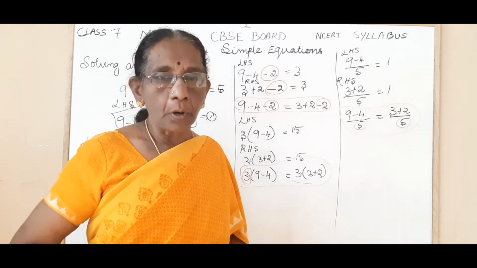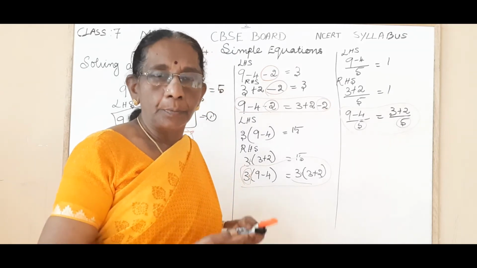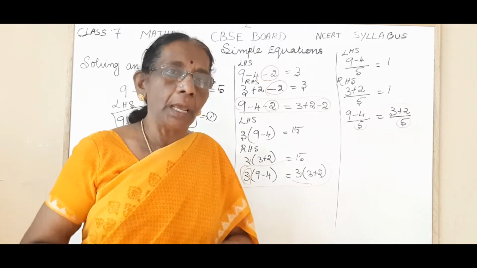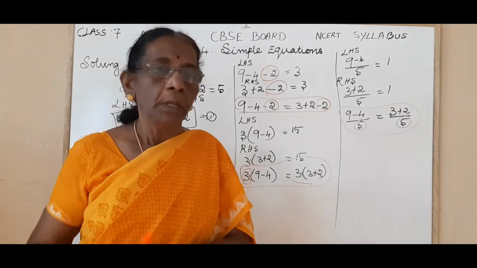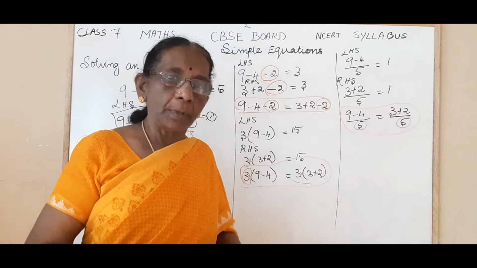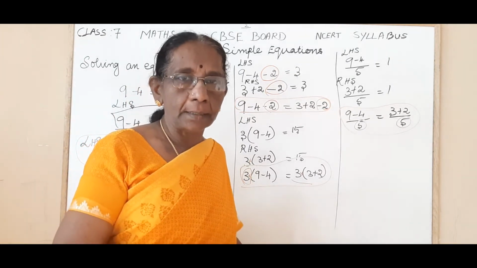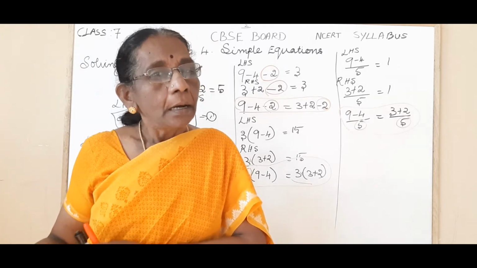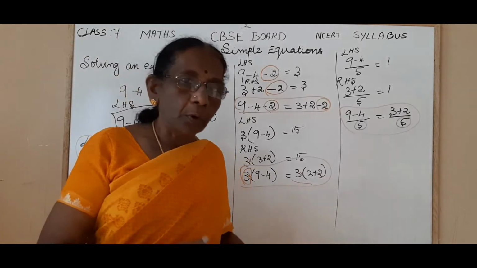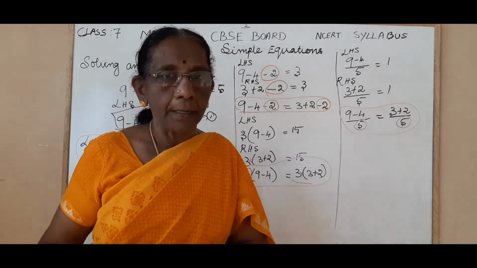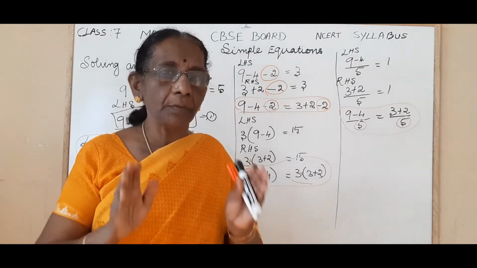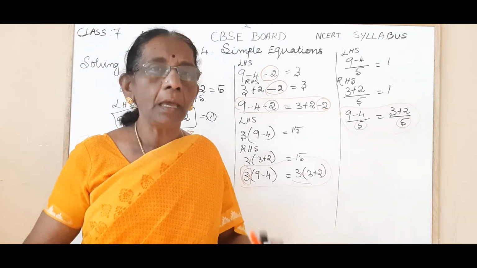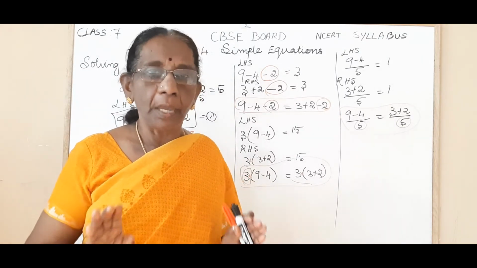Okay children, so if you add a number to the left hand side, the same number should be added to the right hand side also. Then the value will not change. If you subtract a number from the left hand side, the same number should be subtracted from the right hand side also. So in both left hand side and right hand side, you have to do the same operation with the same number. Okay, then the equality of the equation will be maintained.